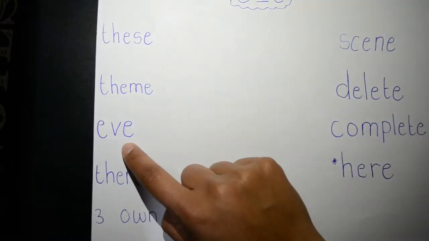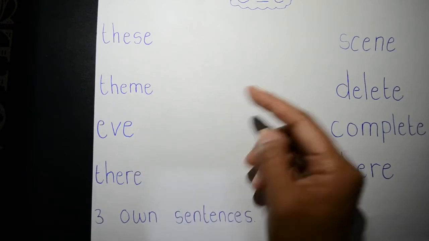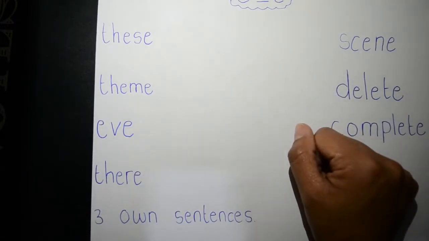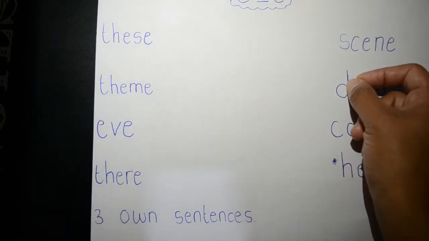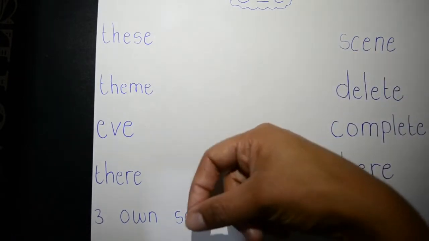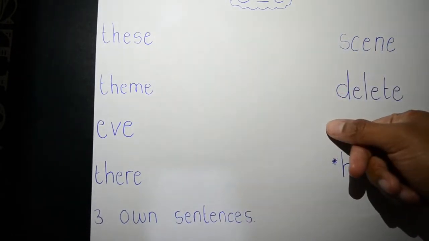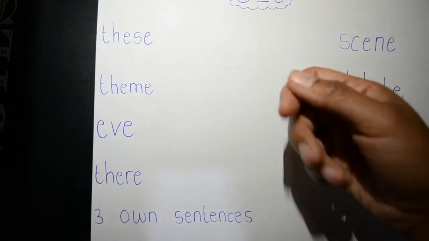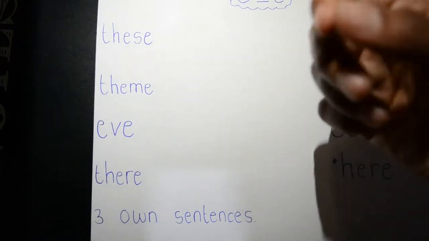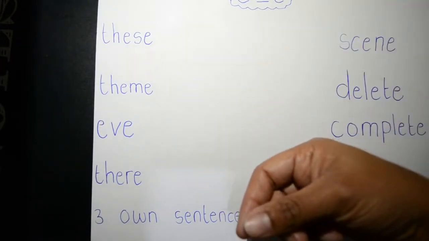Okay, Eve. Eve is like the night before something. So when they say New Year's Eve, it's the night before New Year's Day. Okay, New Year's Eve. Or Christmas Eve is the night before Christmas Day.